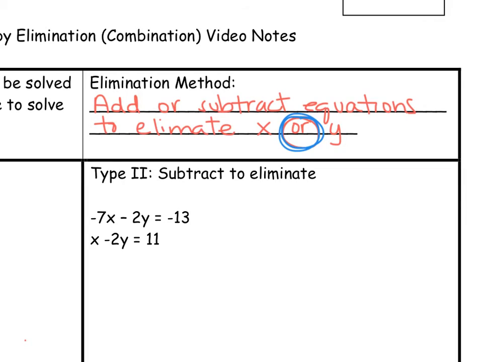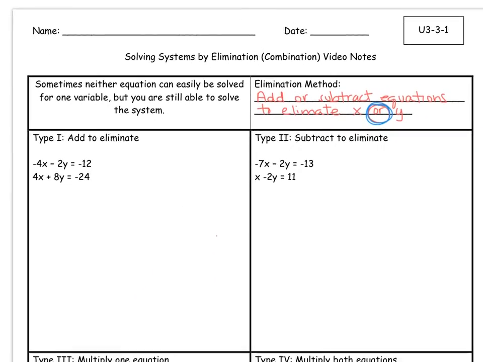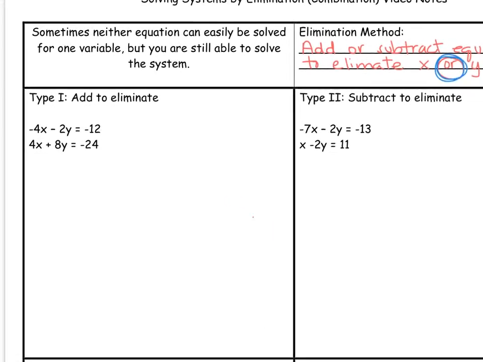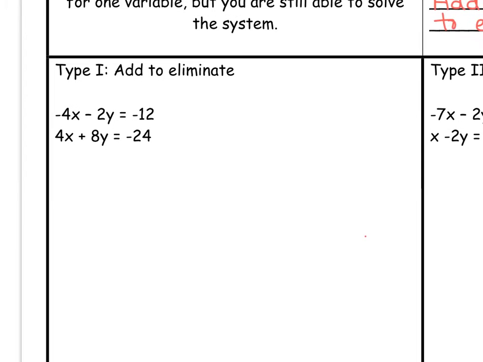There are four types of elimination methods, and type 1 is the easiest. So we're going to take a look at this example right here. This is where we can add the equations to eliminate. If I look at my coefficients of x, if I add -4 and 4, I'm going to get 0x. If I look at my coefficients of y, if I add -2 and 8, I'll get 6, and if I add -12 and -24, I'll get -36. So that's what we're going to do.